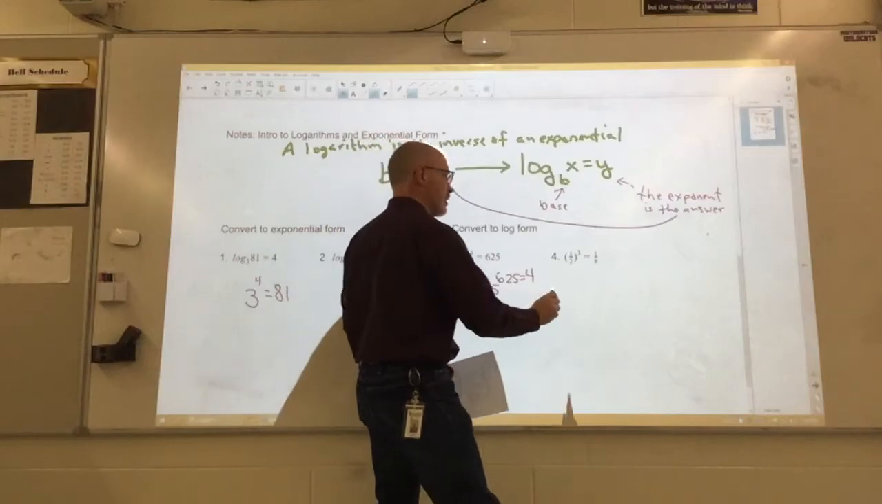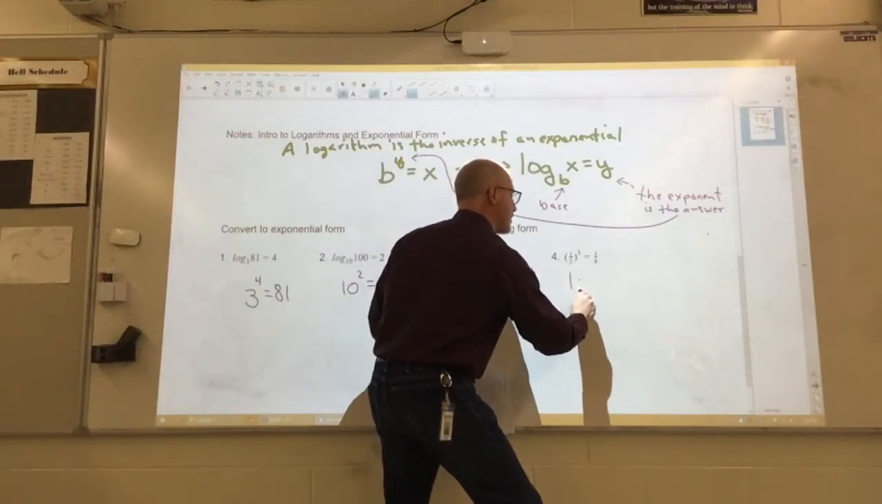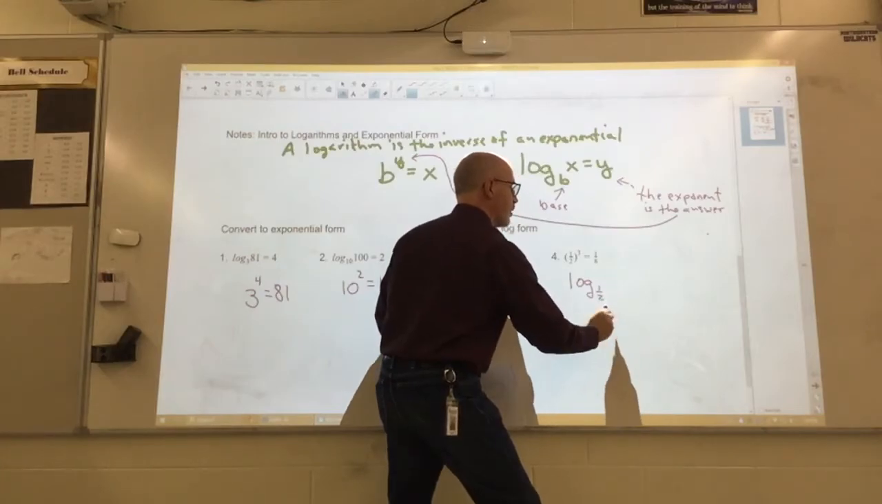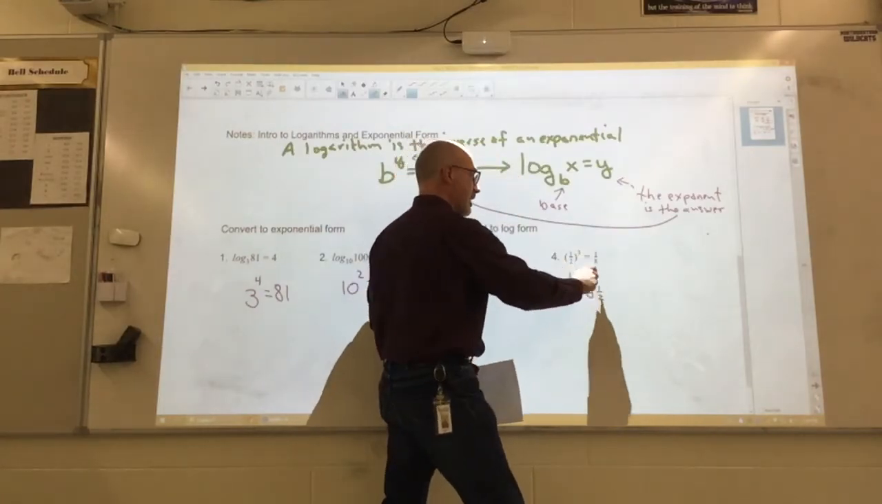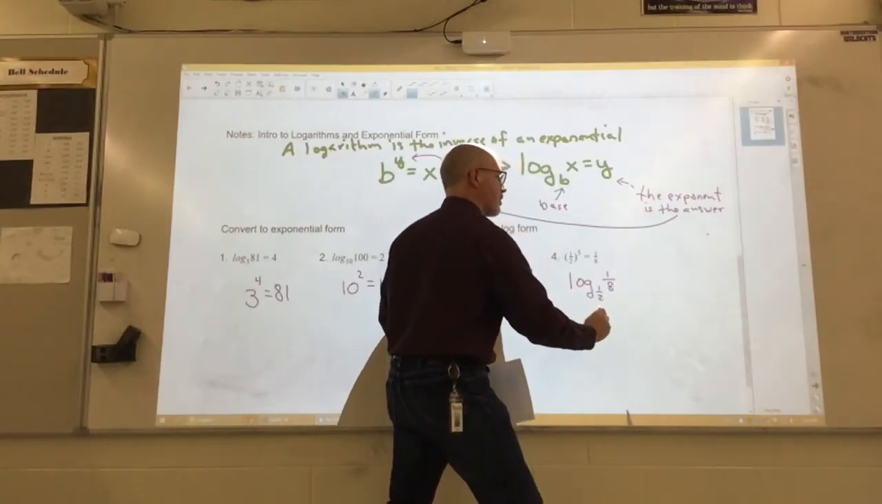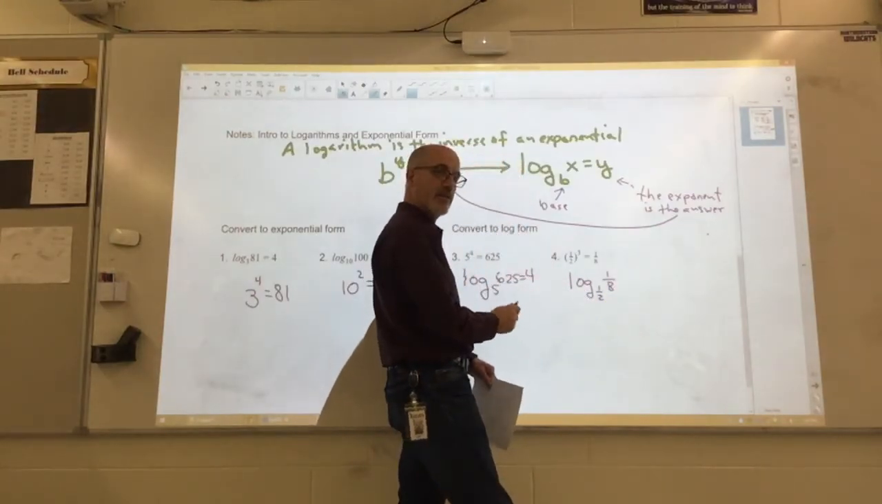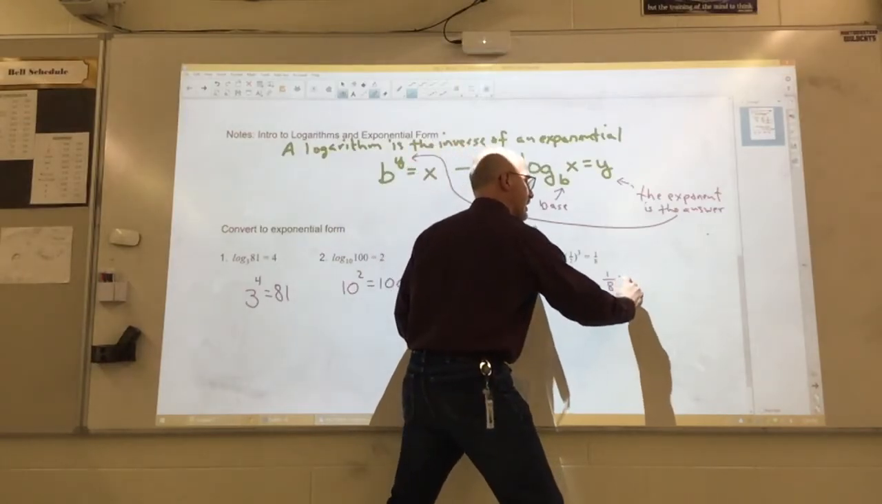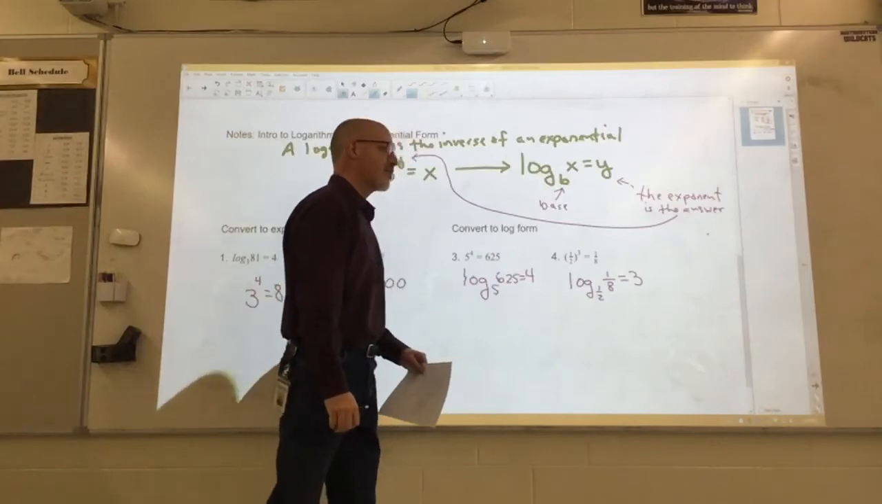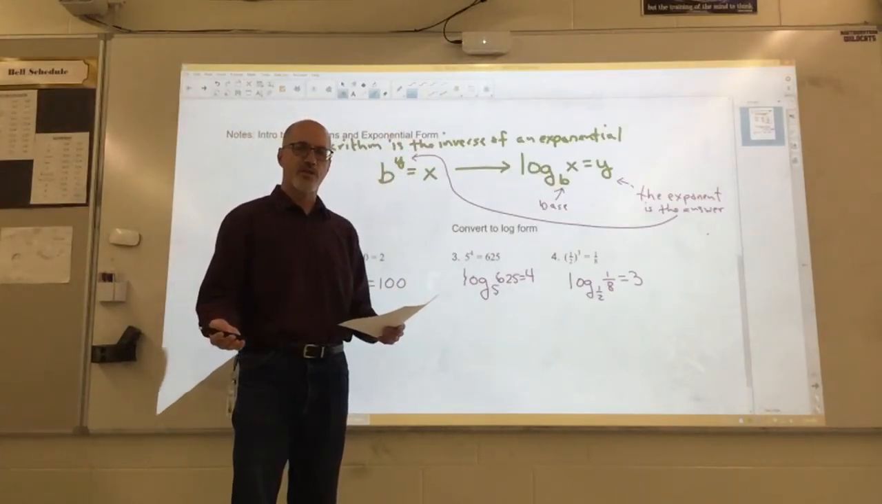And this last one, the base just happens to be, in this case, a 1/2 or 0.5. The number that is the answer to this problem goes on the inside of that logarithm. So log base 1/2 of 1/8 is going to equal the exponent 3. And so that's how we do the conversions to logarithms.